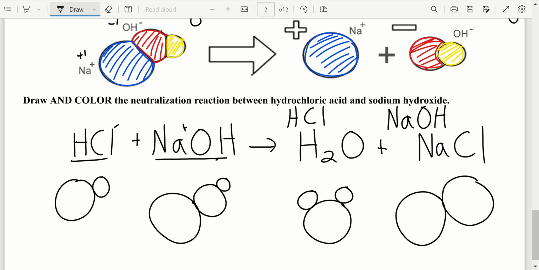So I'm not going to do that for this one, but you should be able to do that. So let's just add this and this to make it accurate. And there you go. That is your neutralization sheet, okay?